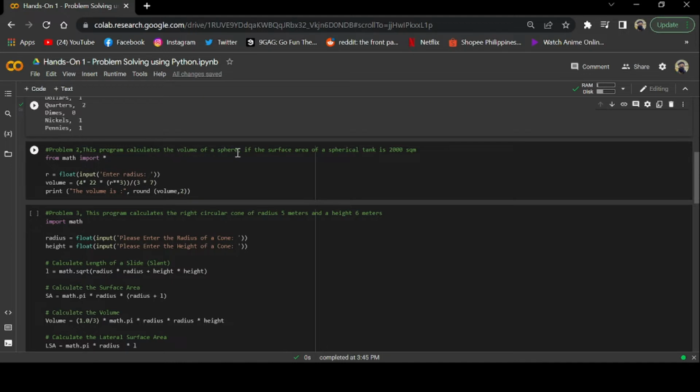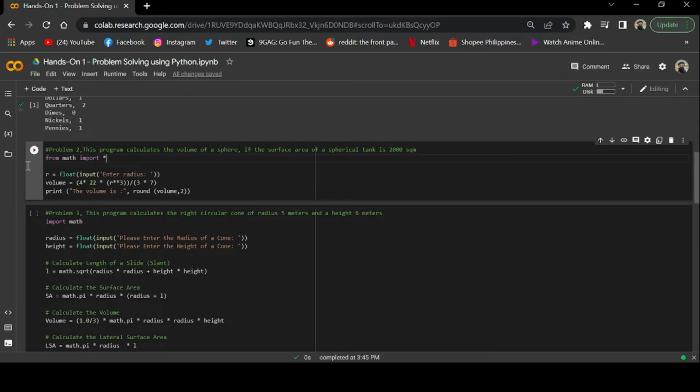This program calculates the volume of a sphere if the surface area of a spherical tank is 200 square meters. Same as before, from math import asterisk, so that we could use the given module provided by Colab. We're gonna have r for radius equals float input radius, so that we could input the value of square meters, the surface area of the spherical tank, which is 2000 square meters. The volume is equal to 4 times 22 times radius squared over 3 times 7. We're gonna print the volume is round volume 2.